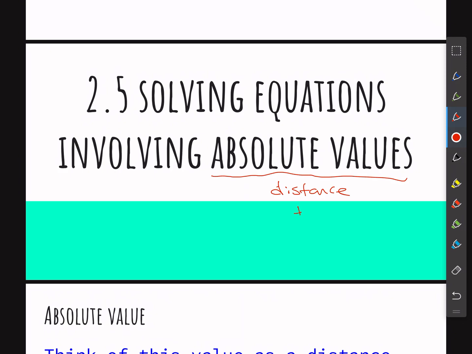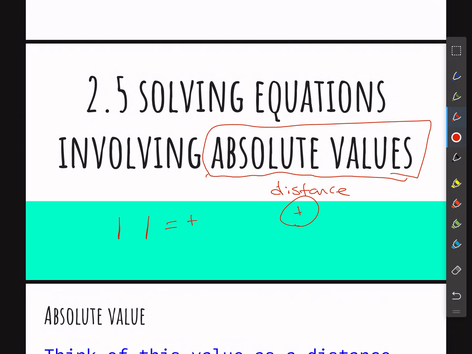So we think of absolute value as a distance. Typically it's a distance from 0, but we can modify that and obviously make it a distance from any number. All right, so when we're talking about absolute values, we're talking about a distance from something. So it's going to be a positive answer whenever we take the absolute value. So if you have an absolute value bar, we will always set that to equal a positive number.